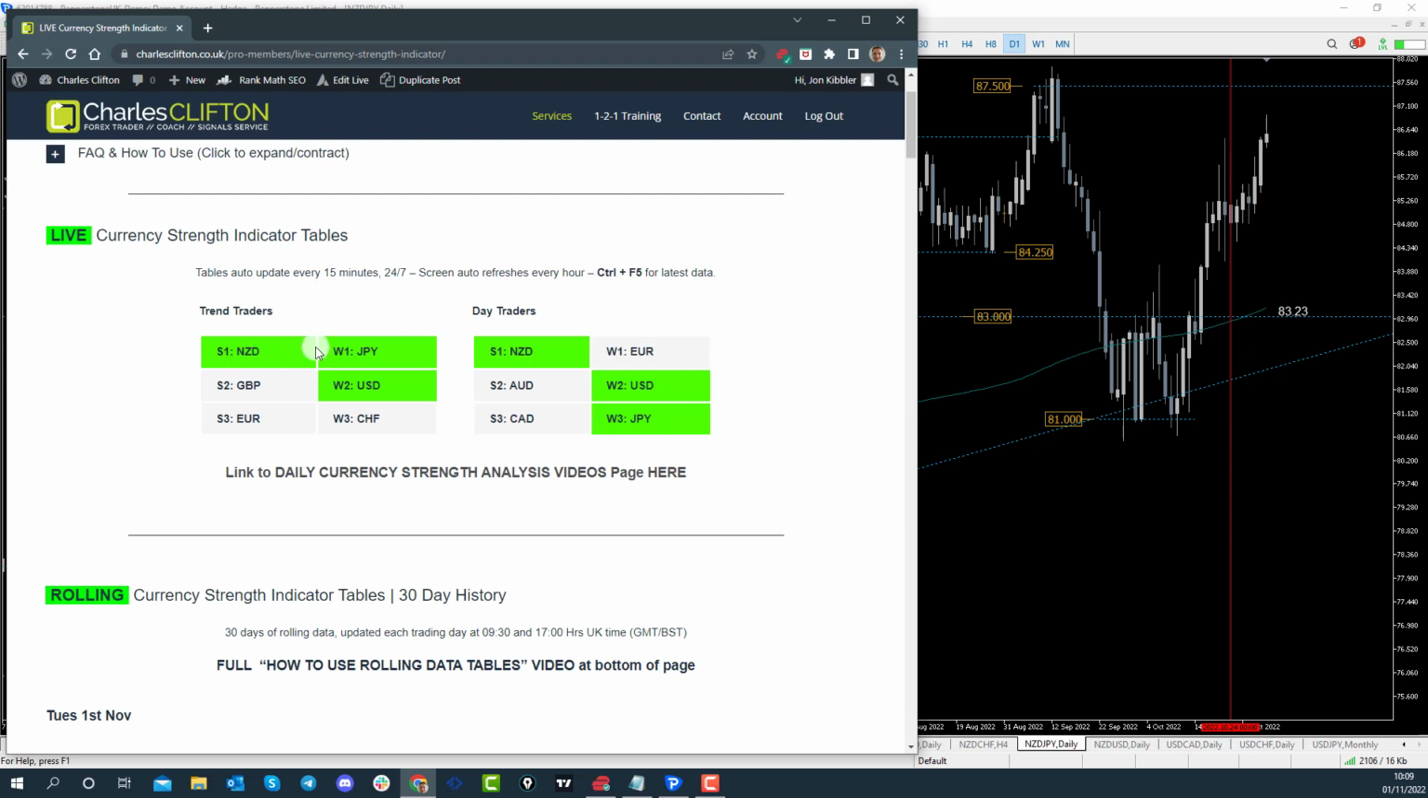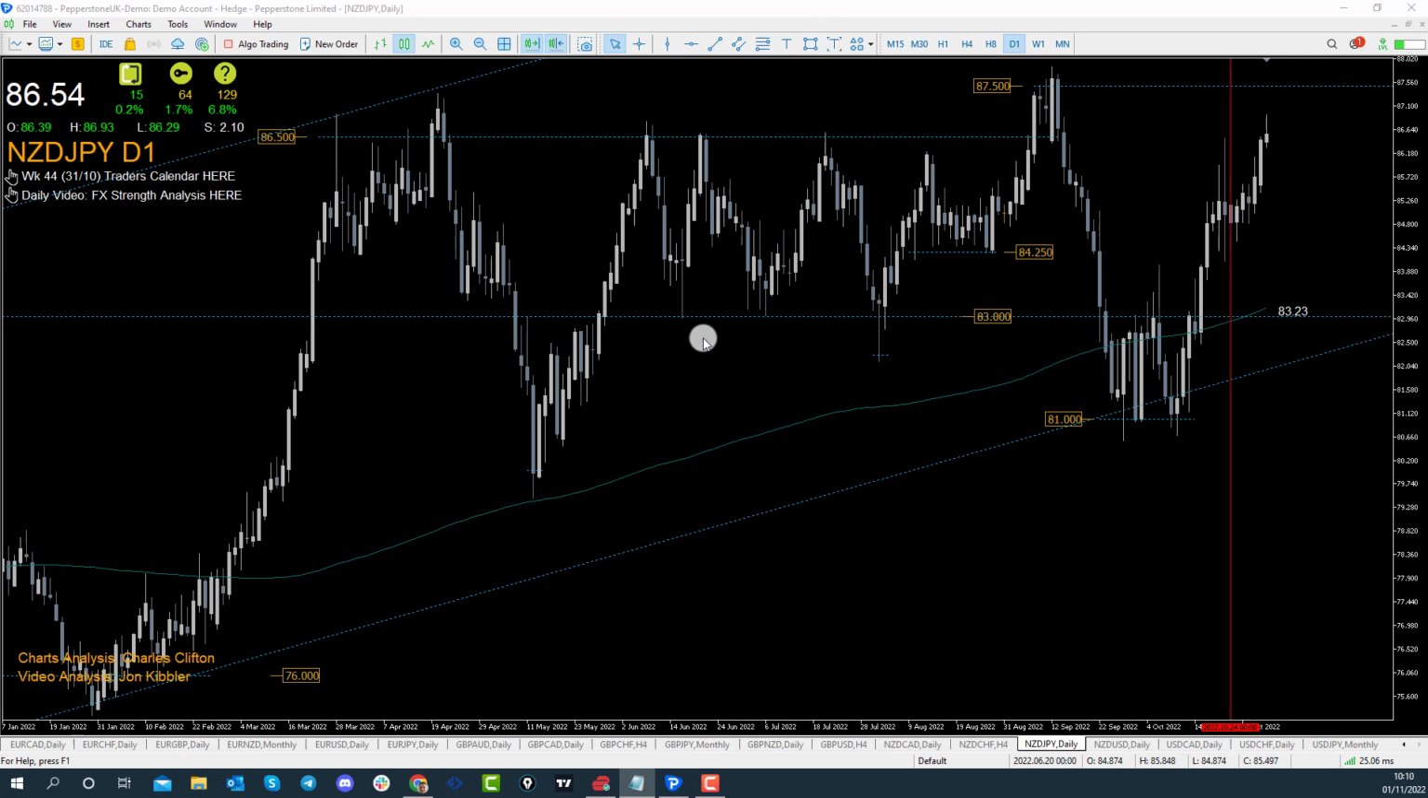In the videos we're going to be focusing on the highlighted currencies. So we're going to take a look at Kiwi yen and Kiwi dollar today, and then we're going to focus our attention on where those trends are. So if we jump into Kiwi yen first, we'll try and get a bigger picture narrative before we move on to some ideas.